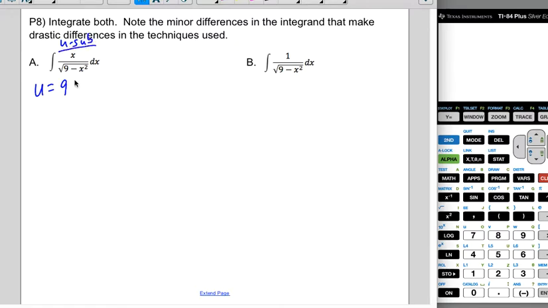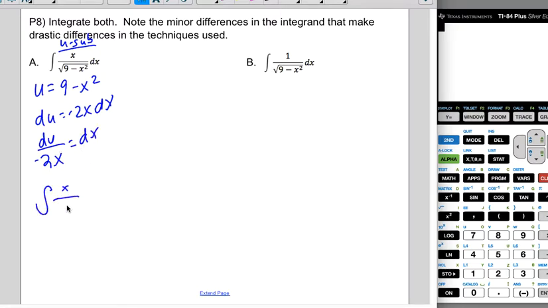If I try making my u the inside function, my du is a negative 2x dx, which is going to allow that x on the top to cancel. So this is u sub, right? If I do this, I'm going to get that this is an x over root u times du over this negative 2x. The x's cancel.